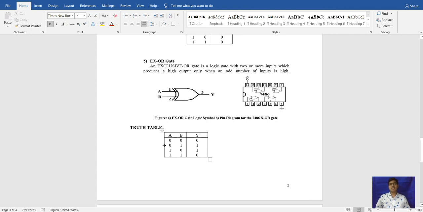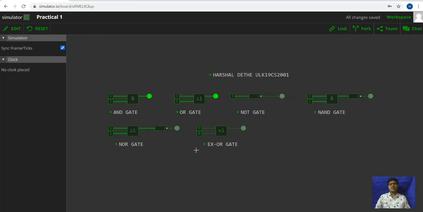In the XOR gate, in case 1, it is showing 0 and 0, that is 0. In case 2, 0 and 1, that is 1. 1 and 0, that is 1, and 1 and 1, that is 0. Only in these two cases, the second and third, it is showing 1. Here we will see the circuit of the XOR gate.